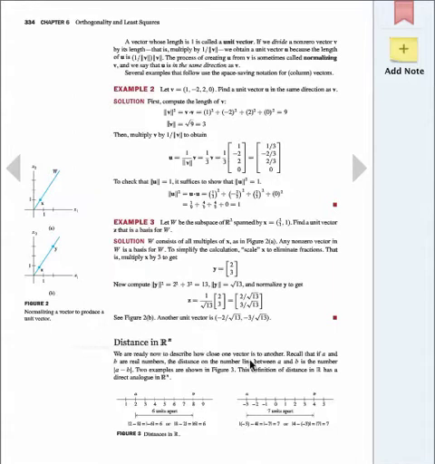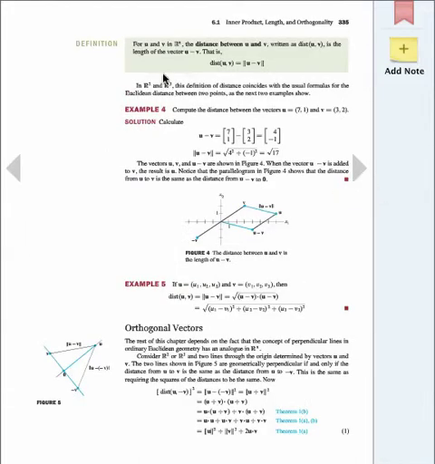Anyway, this idea of length lets us get at distance between two vectors in Rn. And I'll let you read about how that works. The definition is right here. It's a pretty obvious one. And example 4 lets you play with that idea of distance, as does example 5.